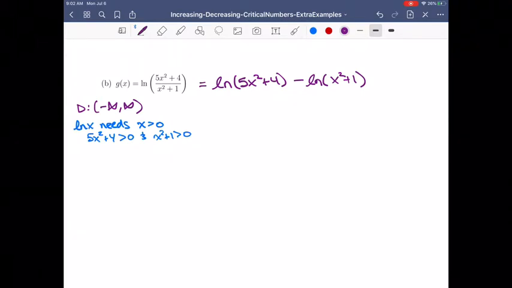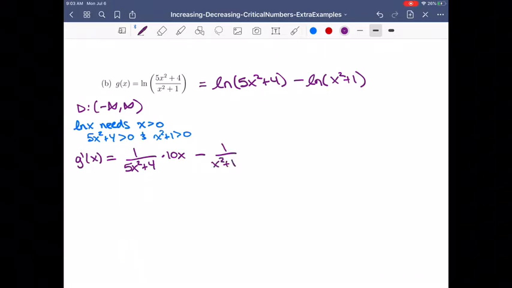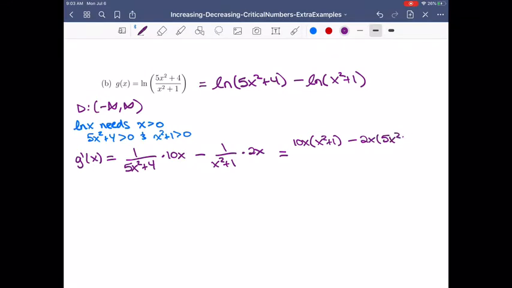Now we want our derivative so we can find our critical numbers. So again, I'm going to use this form because it's a bit easier. So the derivative of ln of 5x squared plus 4 is going to be 1 over 5x squared plus 4 times the derivative of the inside, which is going to be 10x. And then I want to subtract 1 over x squared plus 1 times the derivative of that, which is 2x. Now making a common denominator, I'm going to have 10x times x squared plus 1 minus 2x times 5x squared plus 4. And now my denominator is going to be these two things multiplied together.